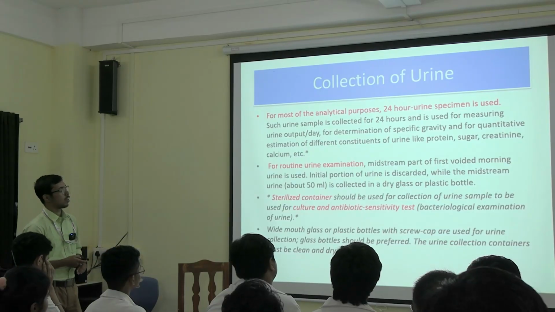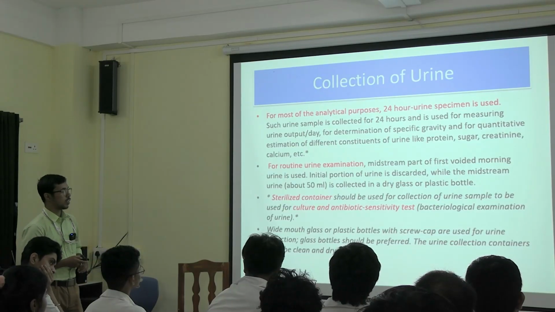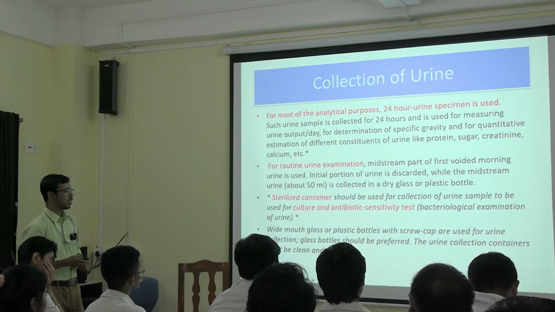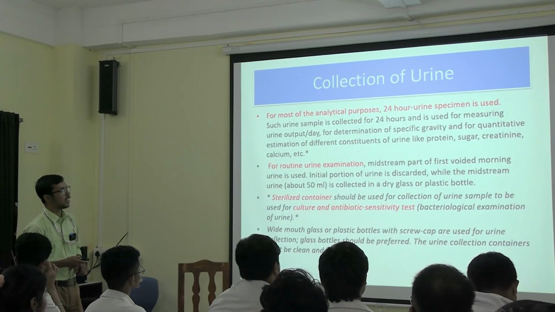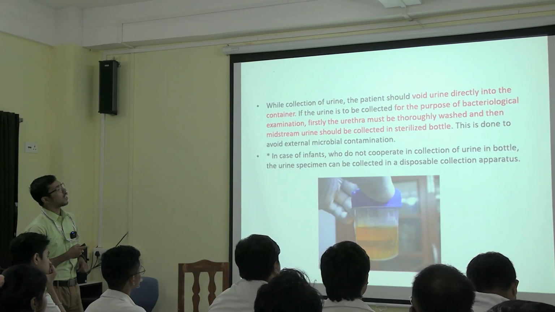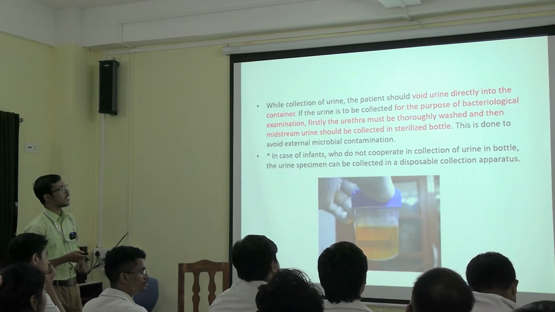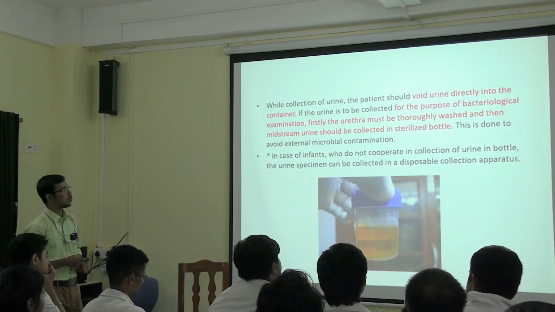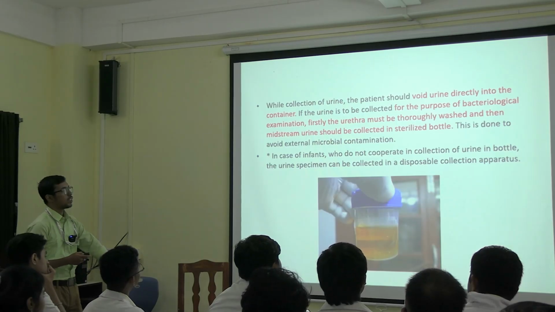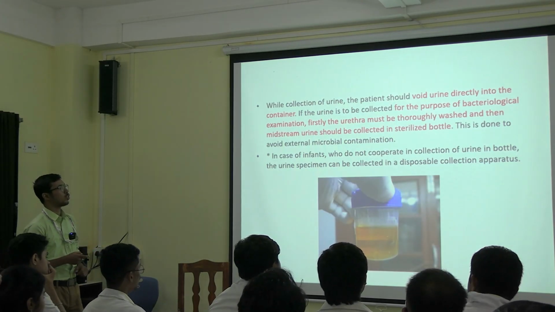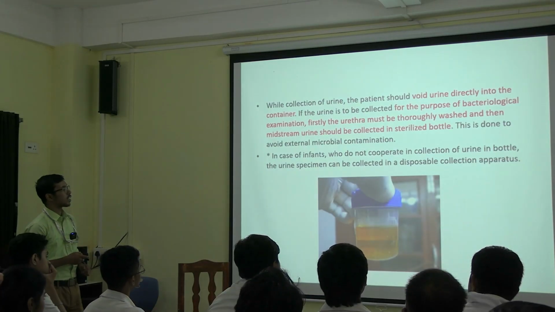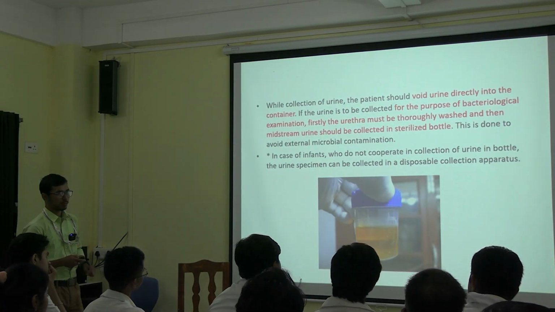Wide mouth glass or plastic bottles with screw caps are used for urine collection. Glass bottles should be preferred. Urine collection containers must be clean and dry. While collecting urine, the patient should void urine directly into the container. If the urine is collected for bacteriological examination, first the urethra must be washed thoroughly and midstream urine should be collected in a sterile bottle. It is done to avoid external microbial contamination.